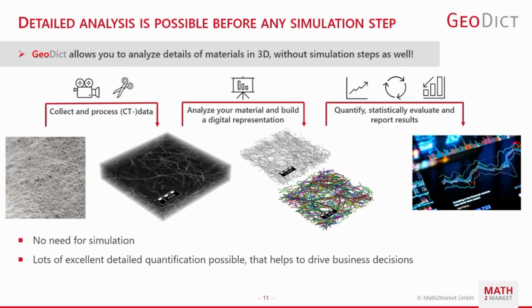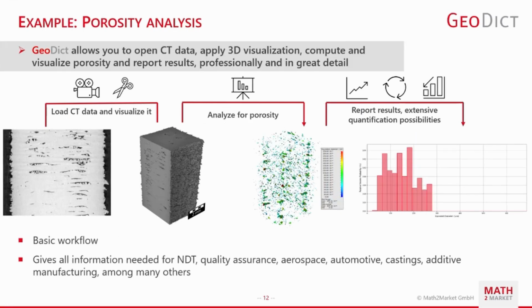But it's also useful to stop just at that point and make use of the already available excellent quantification capabilities. All these materials are already segmented and analyzed to quite a high degree without simulation. So there's quite good quantification that can already help you understand if your material is too dense or too porous or not porous enough, which immediately helps you make good business decisions and helps you simplify the task. So that's what we want to focus on, the simpler side of GeoDict in a way.